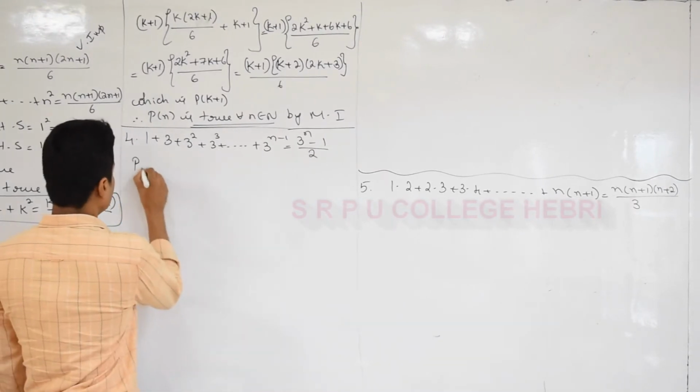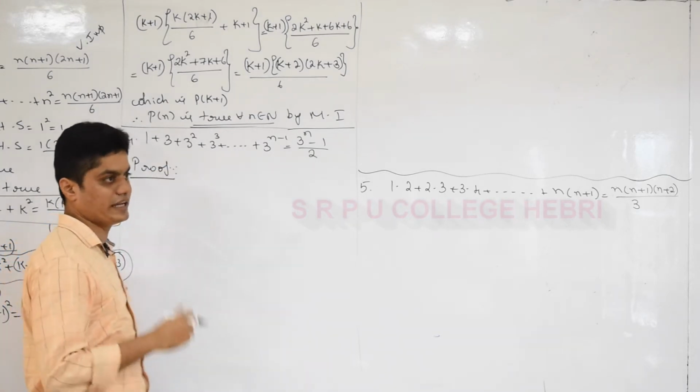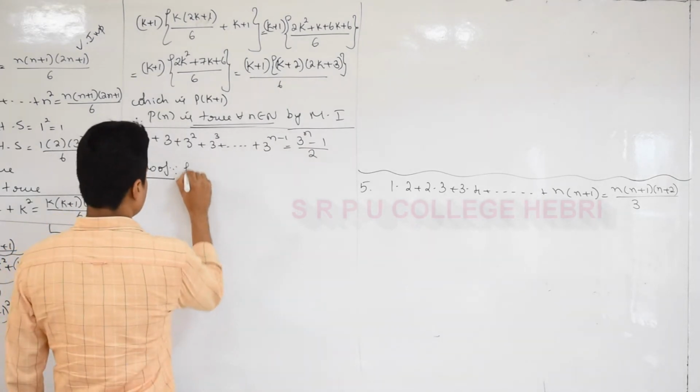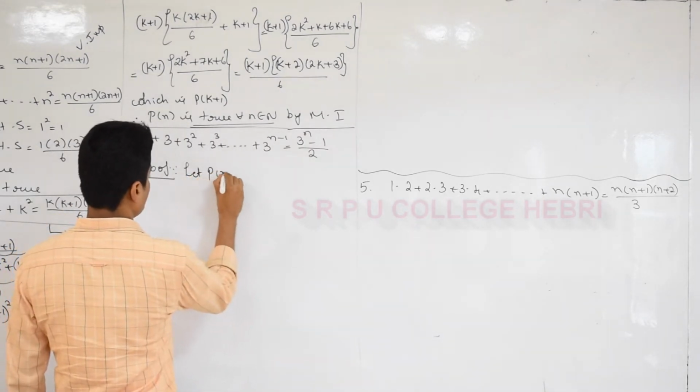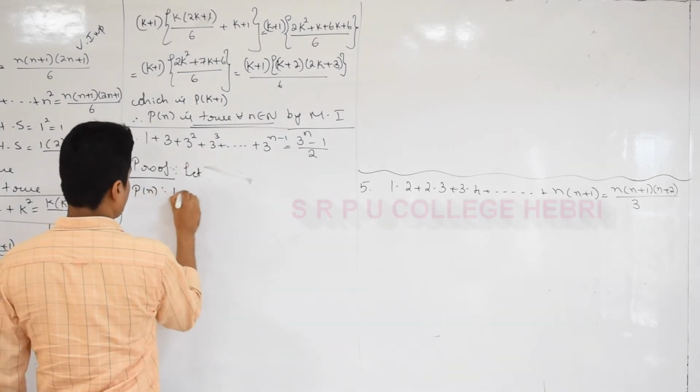Proof: the procedure will be the same for all problems. You take any problem in mathematical induction, the procedure will be the same. So take the given statement as p of n. What is p of n? Writing the same thing again.